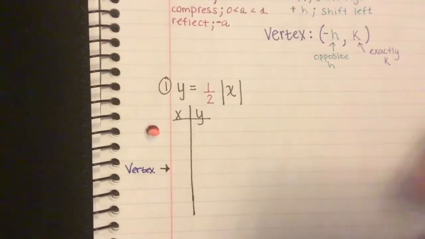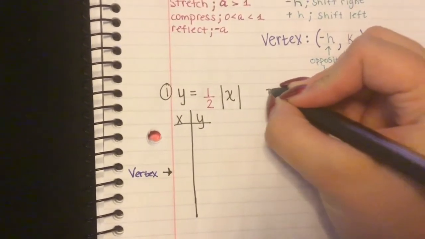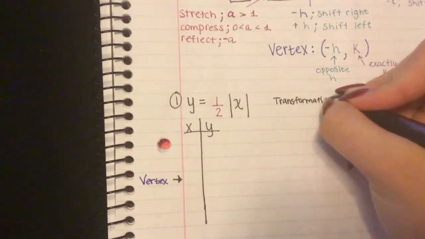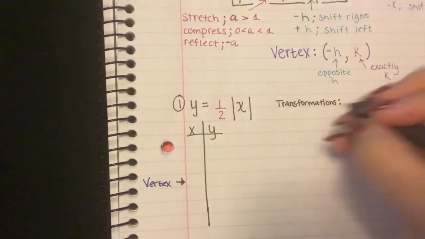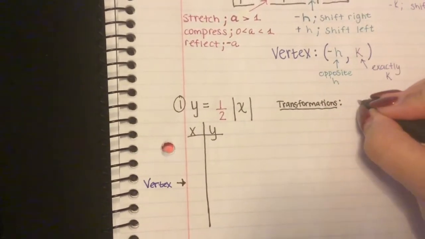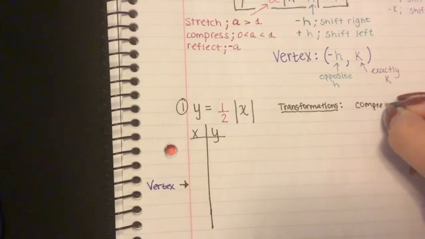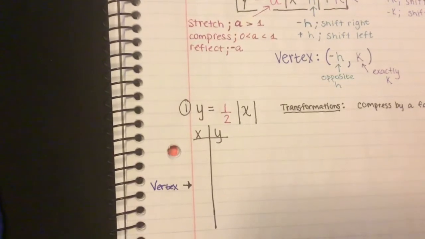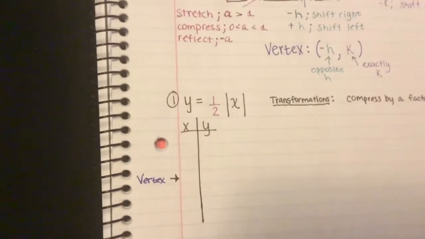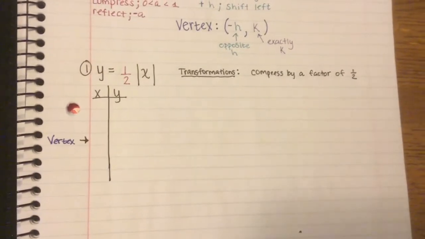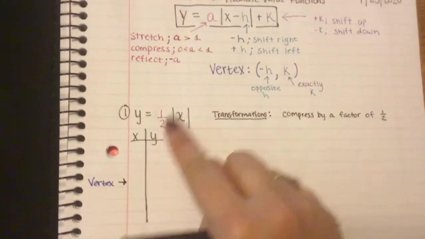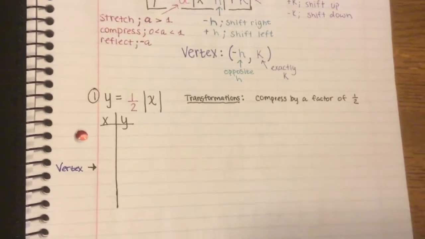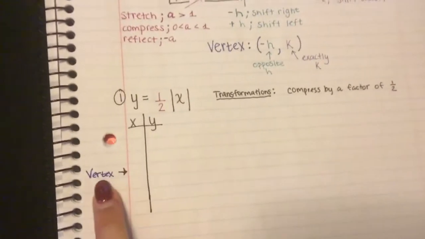y equals 1/2 times the absolute value of x. The first thing that I want to do is write down my transformations. When I look at this number 1/2 that's in front of those absolute value symbols, I assume that this is my a in y equals a times the absolute value of x minus h plus k. That a is in charge of a stretch, a compression, or a reflection. Because we have 1/2, which is in between 0 and 1, we can say that this compresses by a factor of 1/2.